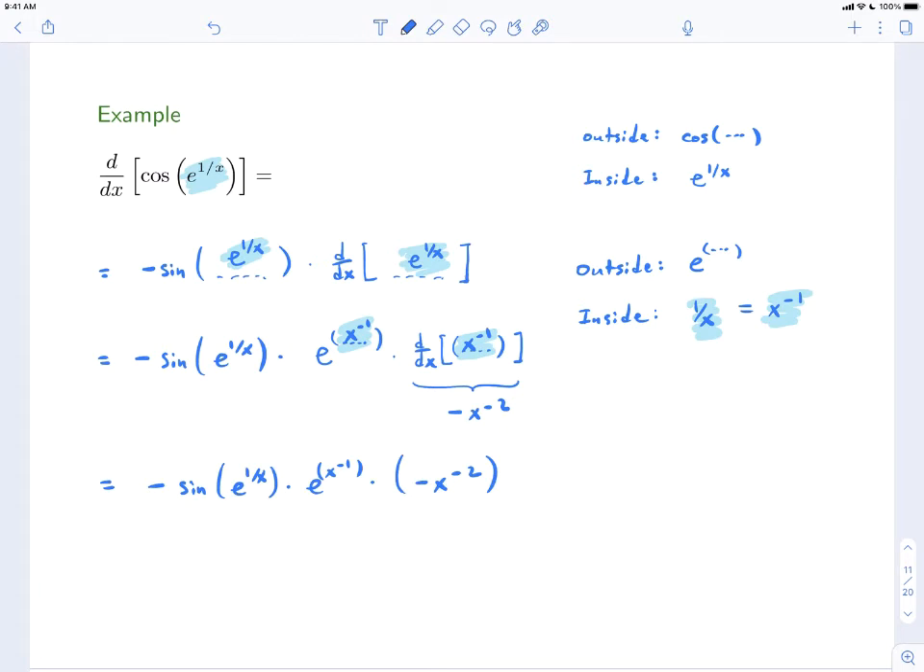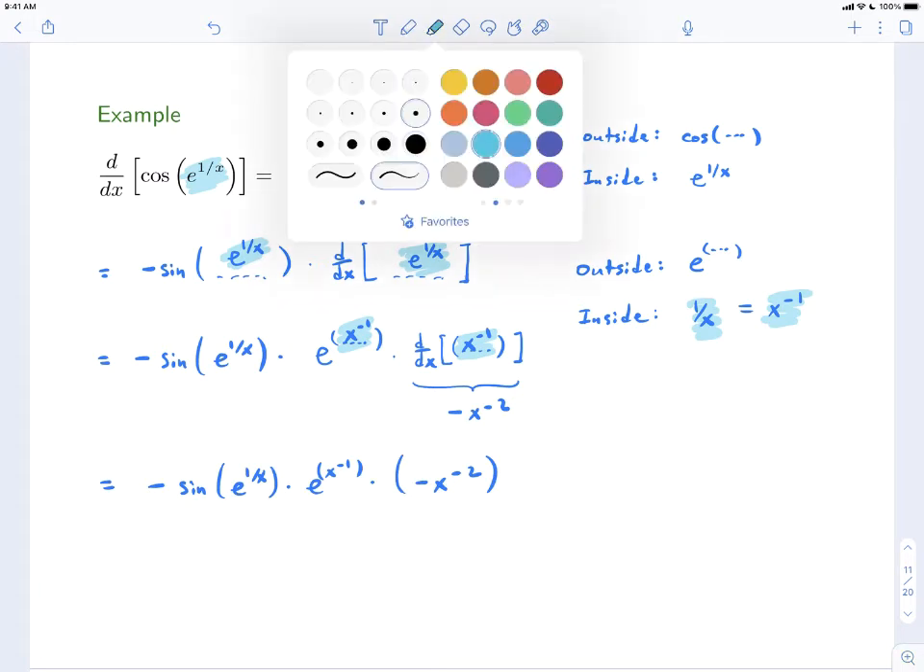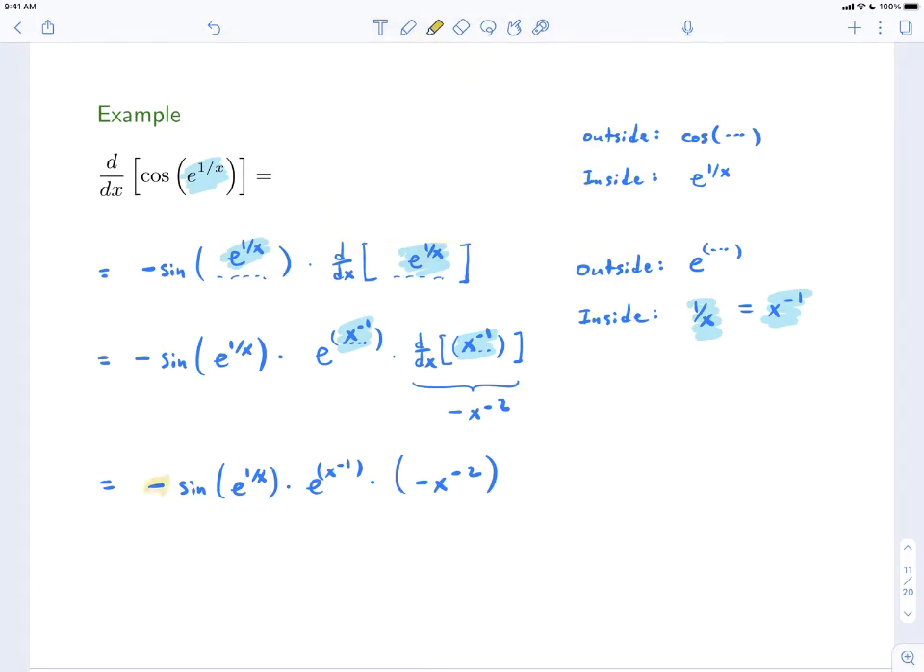And now we can simplify this. We might notice that there's a minus sign here and a minus sign here, so those will cancel. And now we just write everything with a negative exponent as something in a denominator. So we'll have sine e to the 1 over x times e to the 1 over x, and all of this is divided by x squared. And that's our answer.